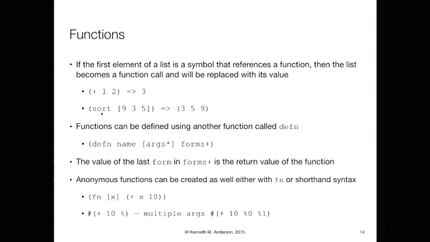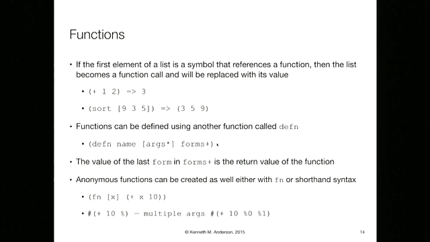Sort is also a predefined function by Clojure. So if you have a list data structure, which are these ones which have the parentheses around them, then if that first element's a function, it will try to call it, and everything else in the list will be an argument that's passed into that function.